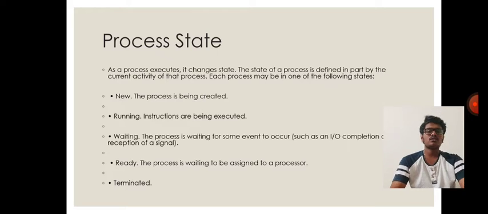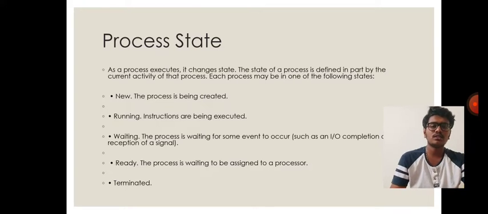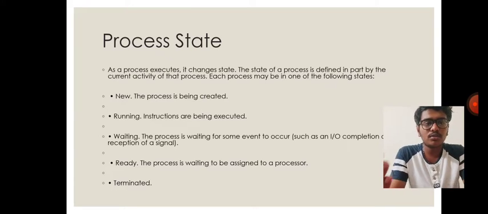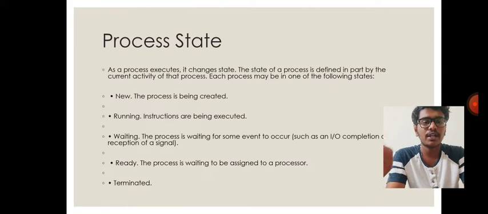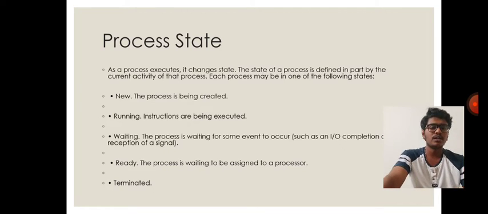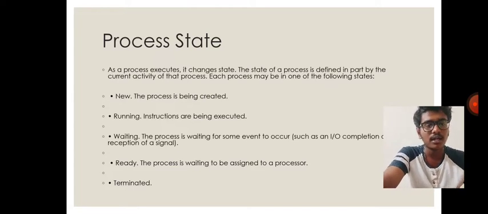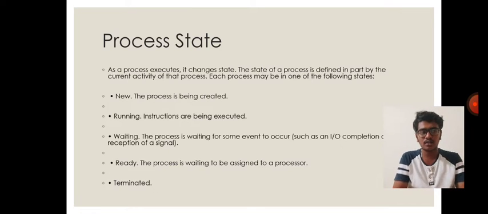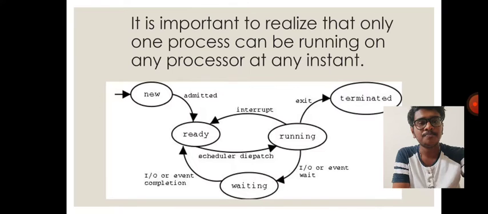As a process executes, it changes state. So in process state we have the following states: new, running, waiting, ready, and terminated. They change according to their activities: the process being created is new, instructions being executed is running, the process waiting for some event to occur is waiting, the process waiting to be assigned to a processor is ready, and last is terminated.